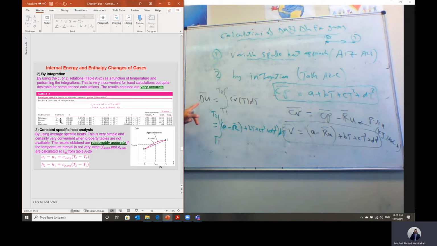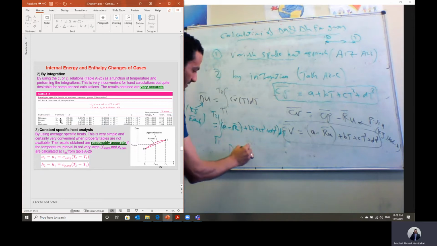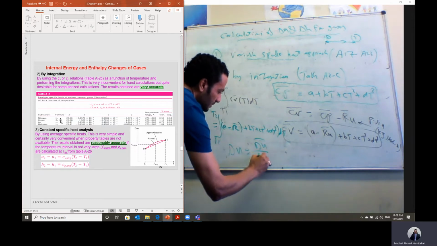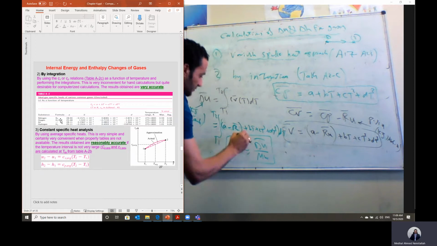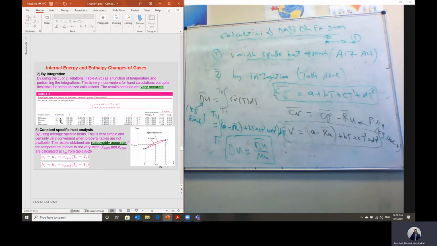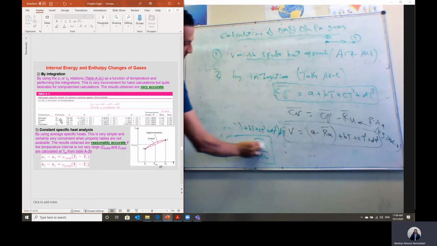Before I move to the third method, delta U is calculated again. I have to write it in kilojoule per kilomole in this case. To calculate delta U, it will equal delta U per kilomole divided by the molecular weight. And this is the second method. Right, let's look at the third method.